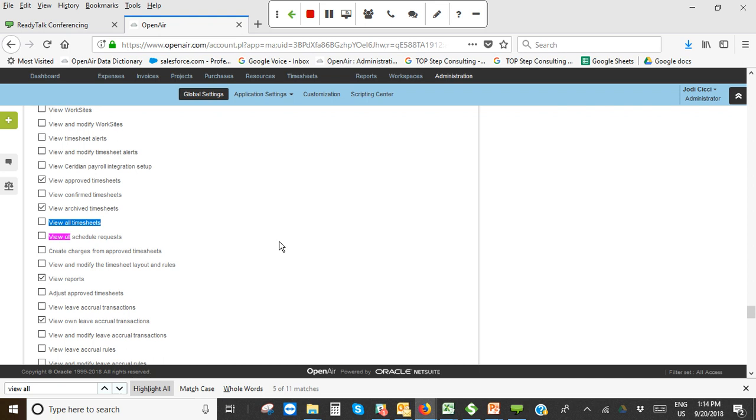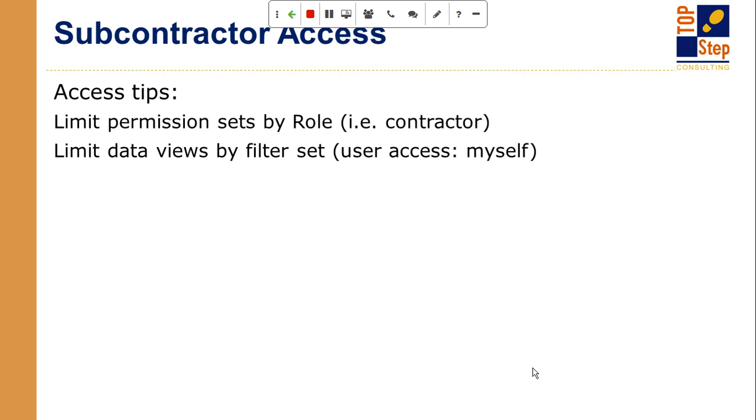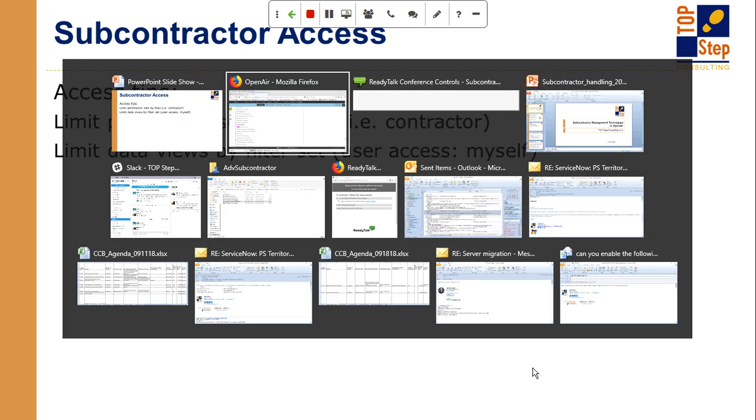Okay. So speaking of filter sets, that's the other thing that I would recommend you set up. So many of you probably have a filter set. It's quite often called booked assigned, and it's the type of filter set that's a self-view filter set. You should definitely have that type of filter set in place for your subcontractor, where they're only allowed to see themselves and they're only allowed to see projects that they're booked or assigned to. If you don't have a filter set like that, I would certainly create one.